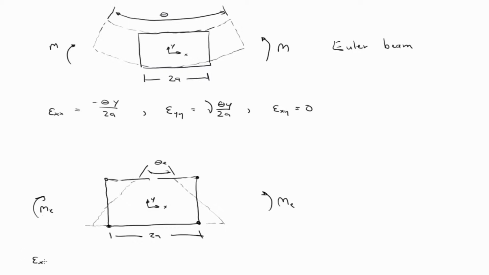And if we compute the strains, we see that the shear strain is not 0. And this is an artifact of the element formulation, and this is a parasitic shear. So it's an artifact of the element formulation.